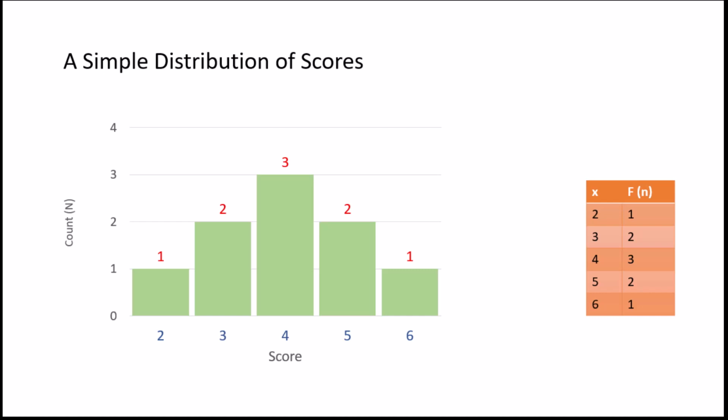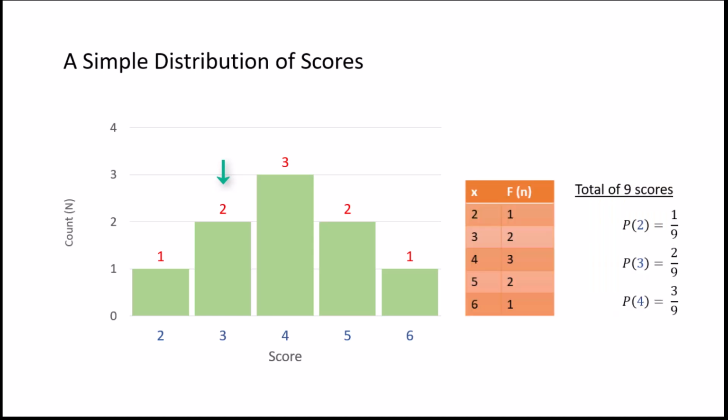Well, you can take a look at that. There are a total of 9 scores. Only one child scored a 2. So the probability, it's very similar to our dice example, the probability is 1 out of 9. What about the probability that a child scored a 3? Well, you can see that there are 2 children who scored a 3, so the probability there would be 2 out of 9. I've illustrated those probabilities over here. You can see that the probability of selecting a child who scored a 4 is 3 out of 9, since there are 3 children who scored a 4, and we have a total of 9 cases, so 3 over 9.